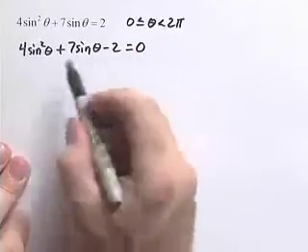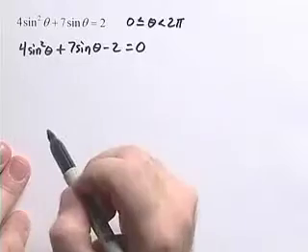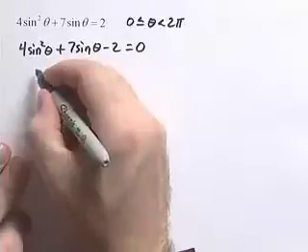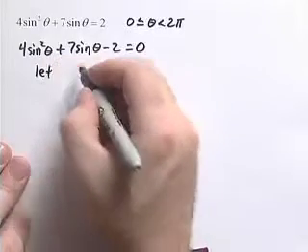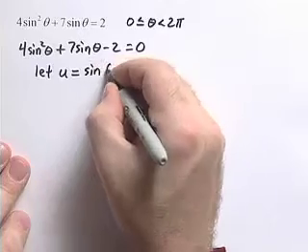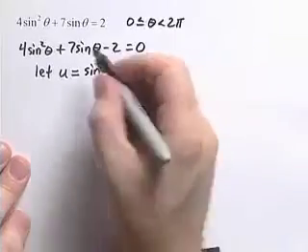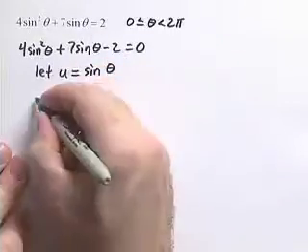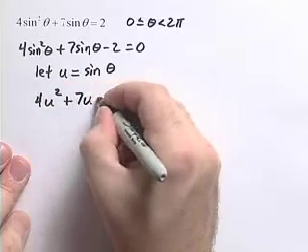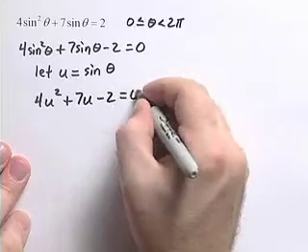Now this is not a quadratic equation, but it is quadratic in form. So we have sine and we have a sine squared. If we use a substitution, we can see the quadratic form. We're going to let u equal the sine of theta. If we do that and rewrite our equation, we'll have 4u squared plus 7u minus 2 equals 0.